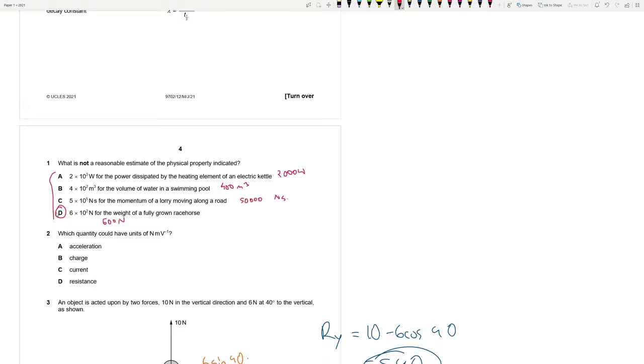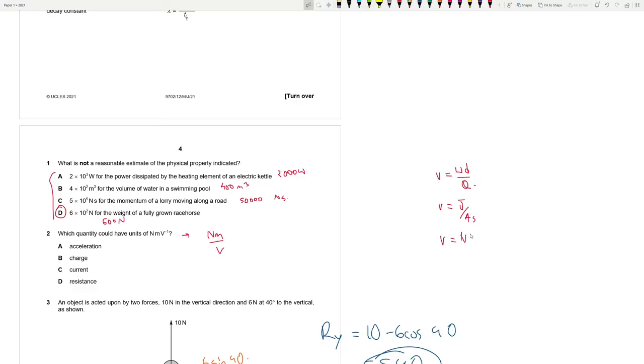Which quantity could have the units of newton meter per volt? Let's do it step by step. A volt is basically work done per charge. So this is newton meter per volt. Work done is in joules, and charge is Q equals I T, ampere seconds. So volt is basically joules per ampere second.